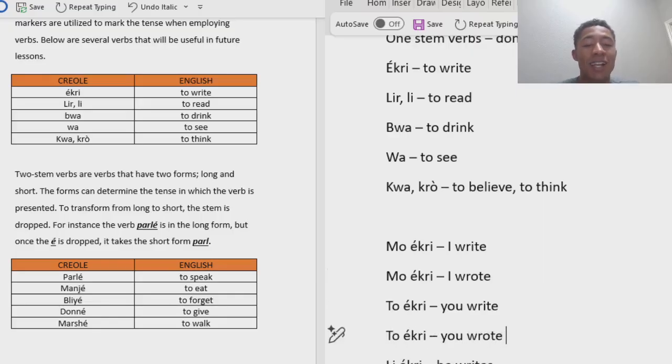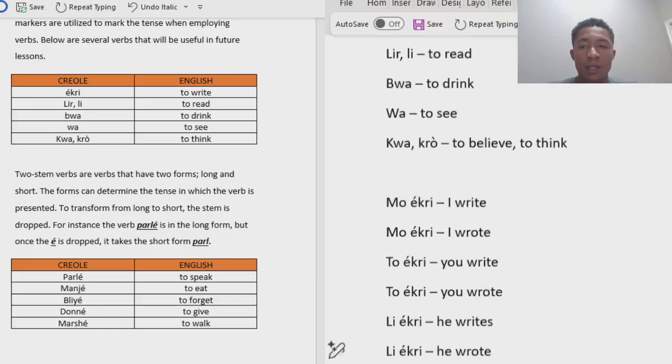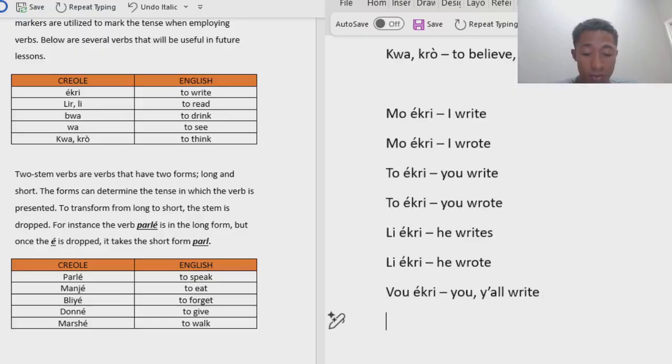However, a lot of times, and you might see it sometimes, this will have an accent marker on it to let you know that it's in the past tense. So, mo écrit with the accent marker, I wrote. I tend not to write it because I think it's just contextual. Li écrit, he wrote. But if you want to avoid all of that, I'm going to introduce you to the past tense marker.